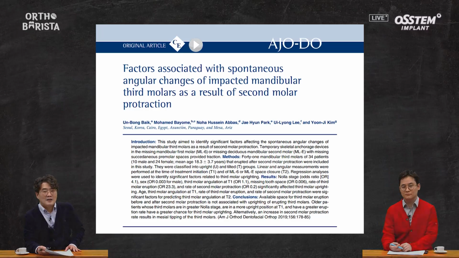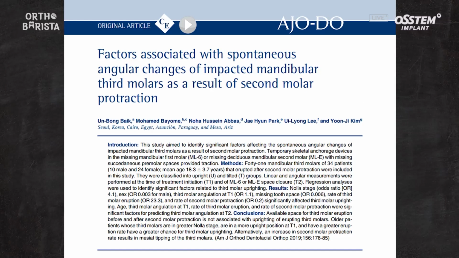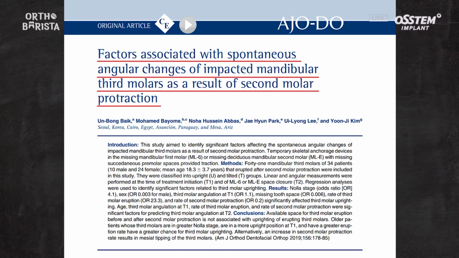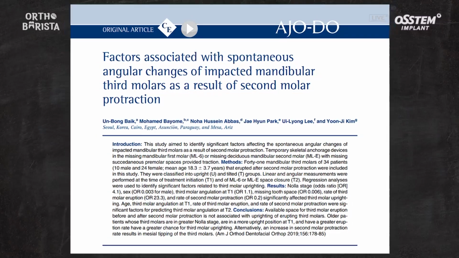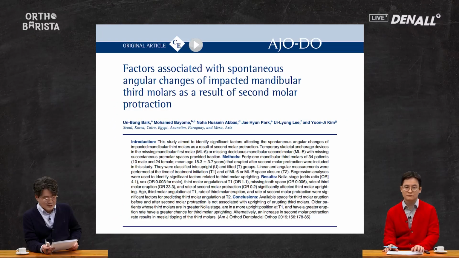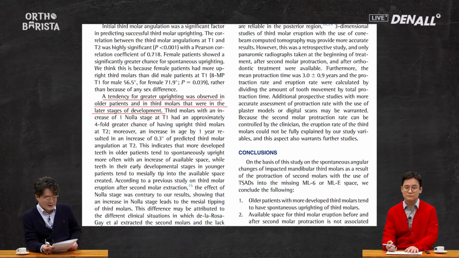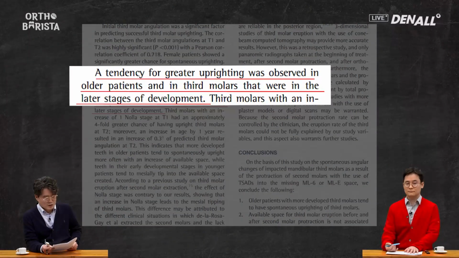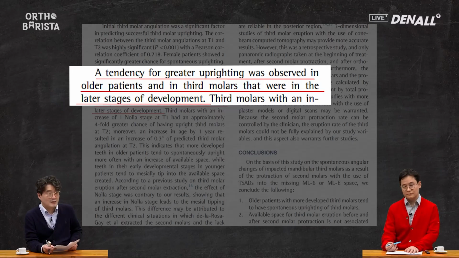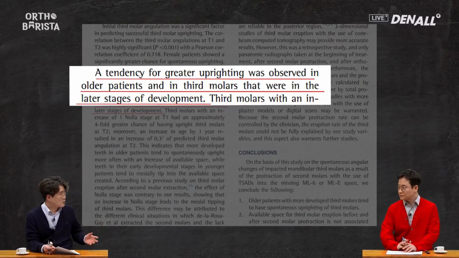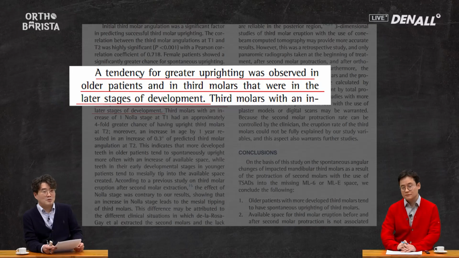The papers discuss factors linked to spontaneous changes in impacted third molars without angular change when the second molars are protracted. Several factors, 5 or 6, are mentioned. One noteworthy finding is that better developed wisdom teeth, or those in a higher developmental stage, tend to show more favorable upright positioning. This aligns with the cases we will discuss today and supports what we have emphasized in previous sessions.